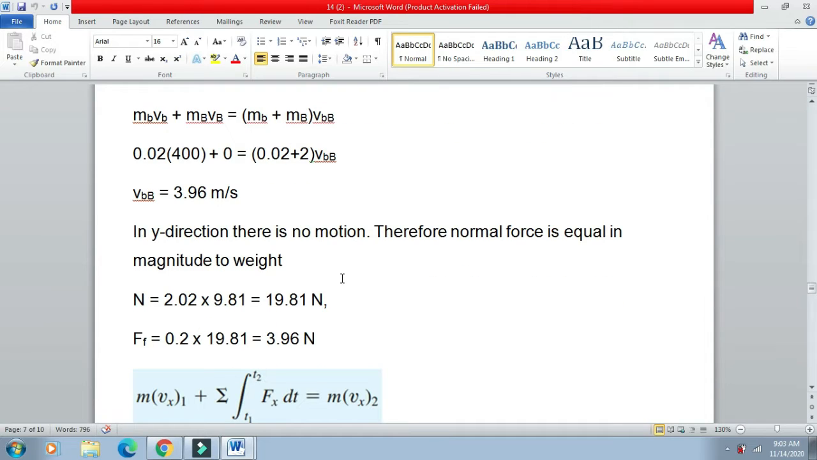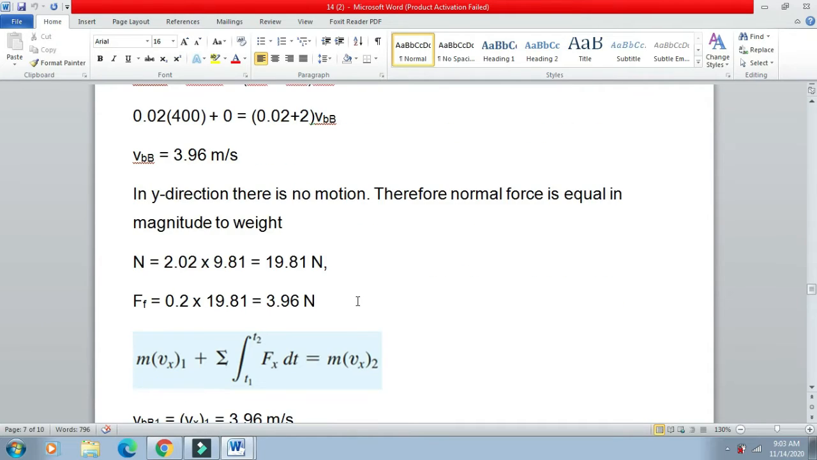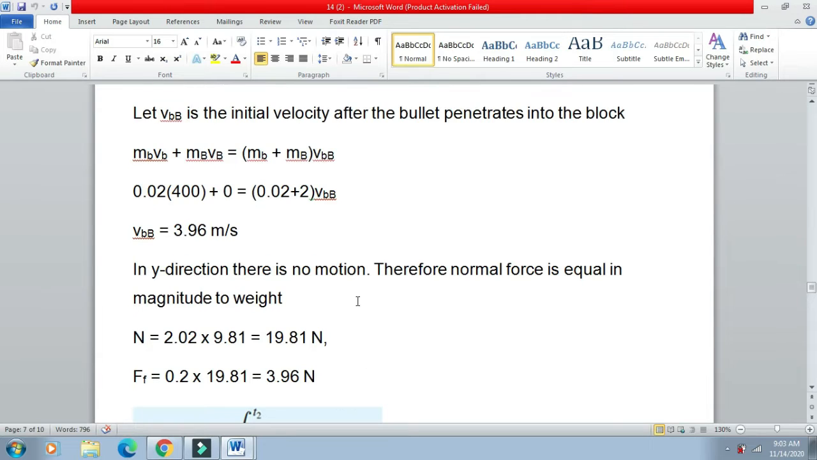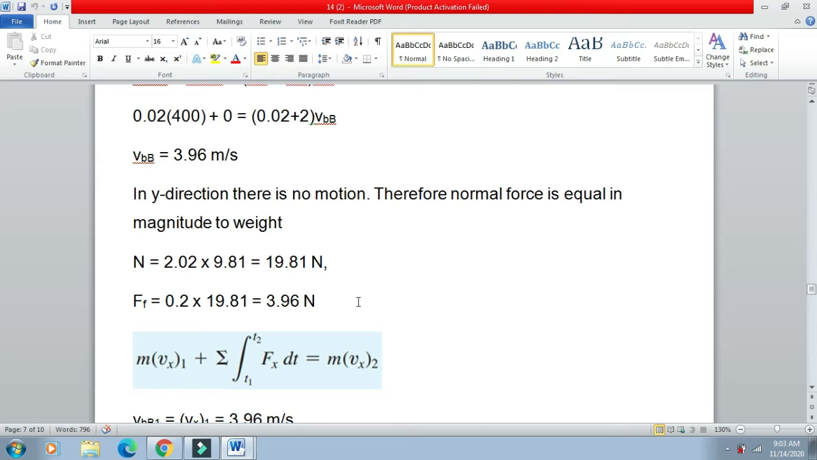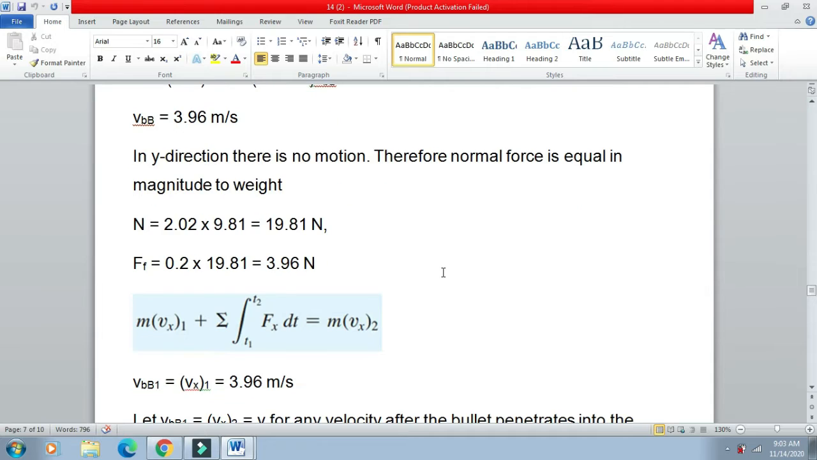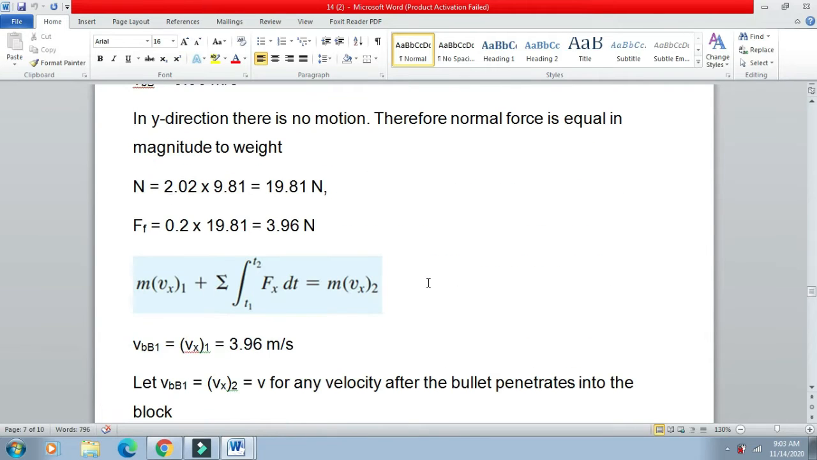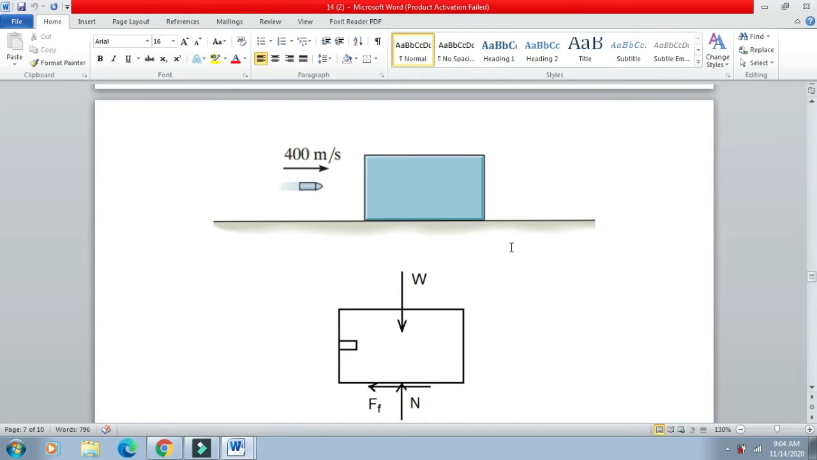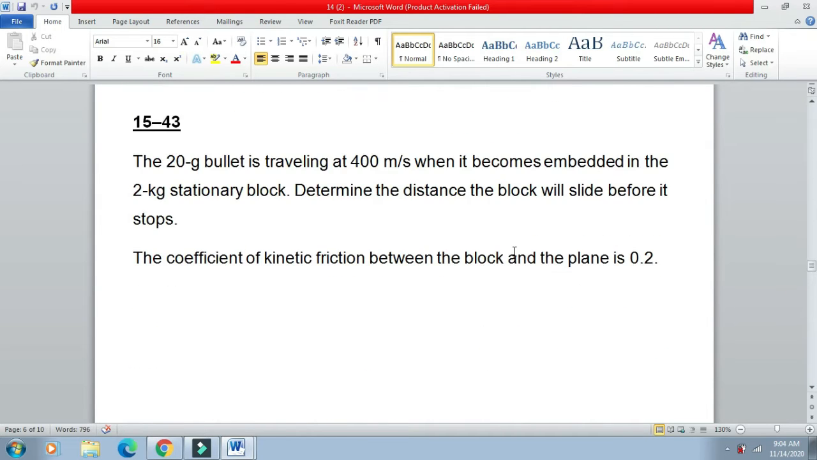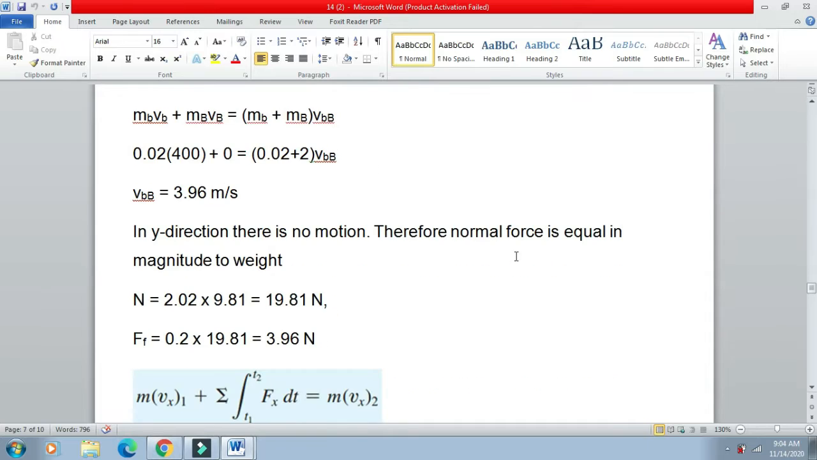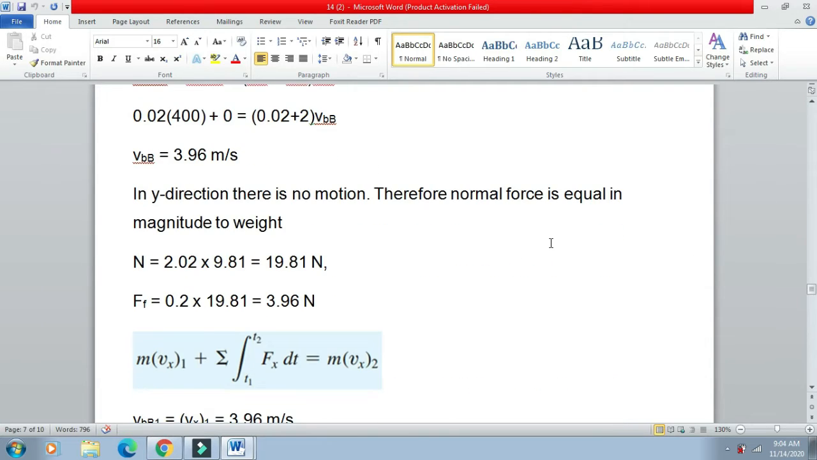Then there is no motion in the y direction, so we will not perform any calculations in y direction, but only we will determine the friction force which is due to the normal reaction. So normal reaction will be equal to weight, mass multiplied by g, and friction force is coefficient of friction multiplied by the normal reaction. This gives 3.96.